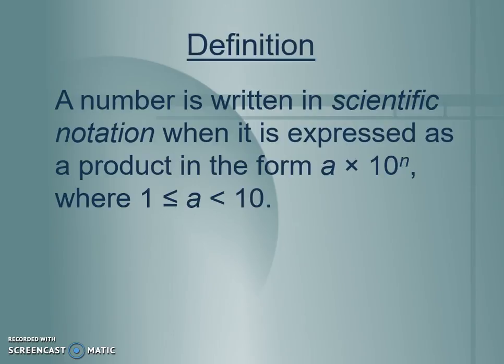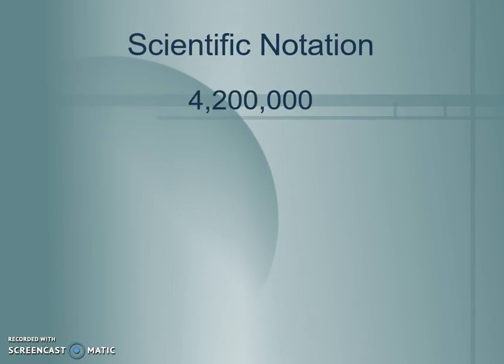And our number is written in scientific notation when it is expressed as a product in the form of a times 10 to the nth power, where your a is going to be 1 or bigger, but less than 10. So a is greater than or equal to 1, but a is less than 10. Which means it could be a decimal, and that decimal can be more than one digit, but the value itself has to be in between 1 and 10, or it could be 1. And of course, when we're multiplying by that 10 to the n power, the n tells us how many zeros we are adding to it.